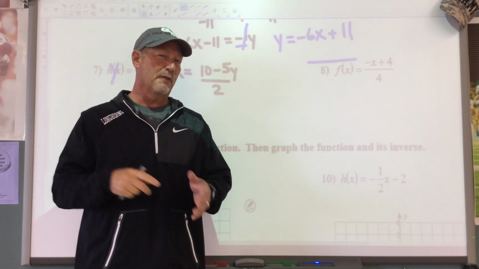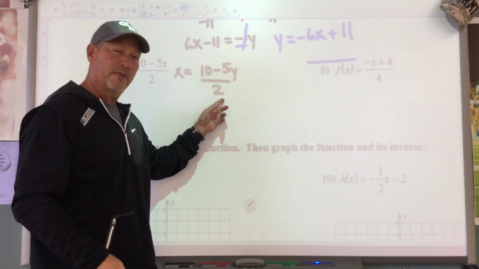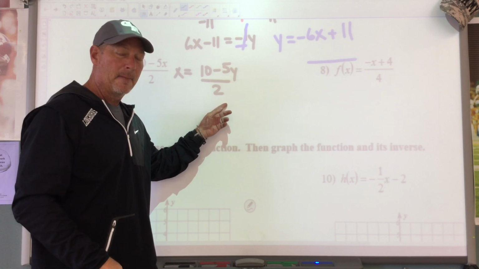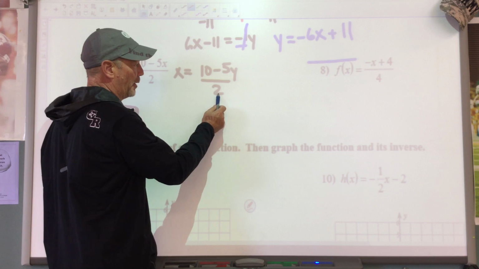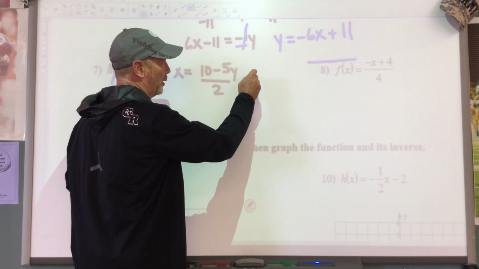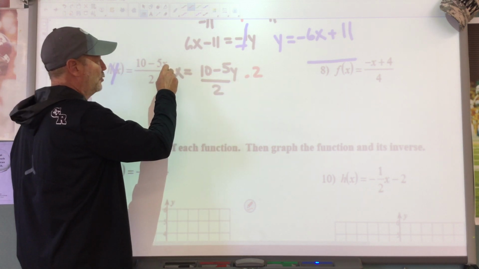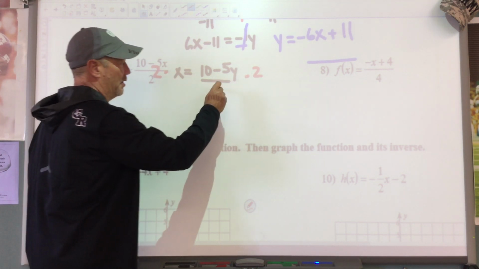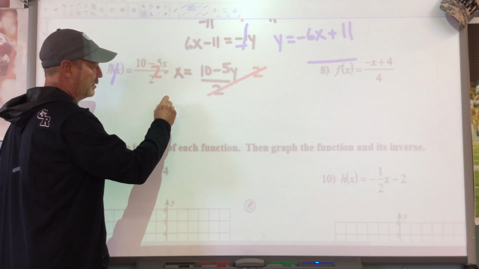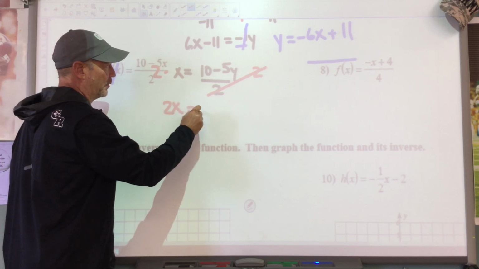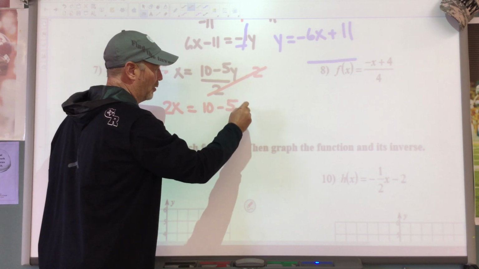I don't know if you remember your stuff in geometry or your stuff in Algebra 1, but if I wanted to get rid of a 2 that's in the denominator, I would multiply by that. So in this case, to get rid of the 2 that's in the bottom, in the denominator, I'm going to multiply times 2. And whatever I do to the right side, I have to do to the left side. This will cancel. 2 times x is 2x. That cancels, so you're looking at 10 minus 5y.